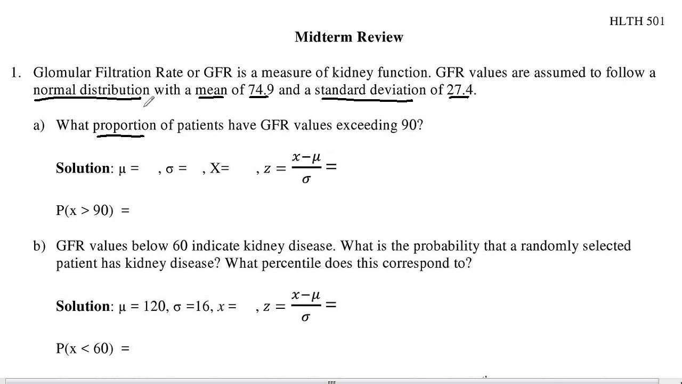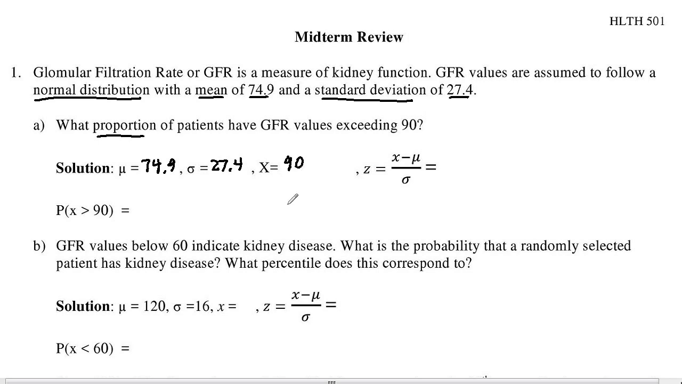So if these have a normal distribution, then we want to figure the z-score that's going to go with this value of 90. So they tell us our mean is 74.9. So let's go ahead and record what we know. So mean is 74.9. They tell us standard deviation is 27.4, so sigma is 27.4. And then they want to know how many of the GFR values exceed 90. So 90 is an individual data value, that's our x.